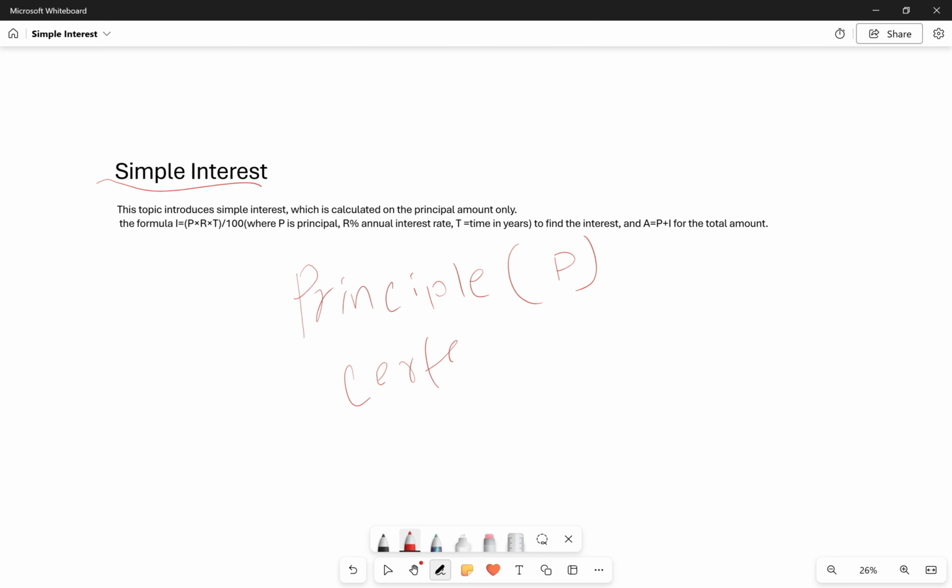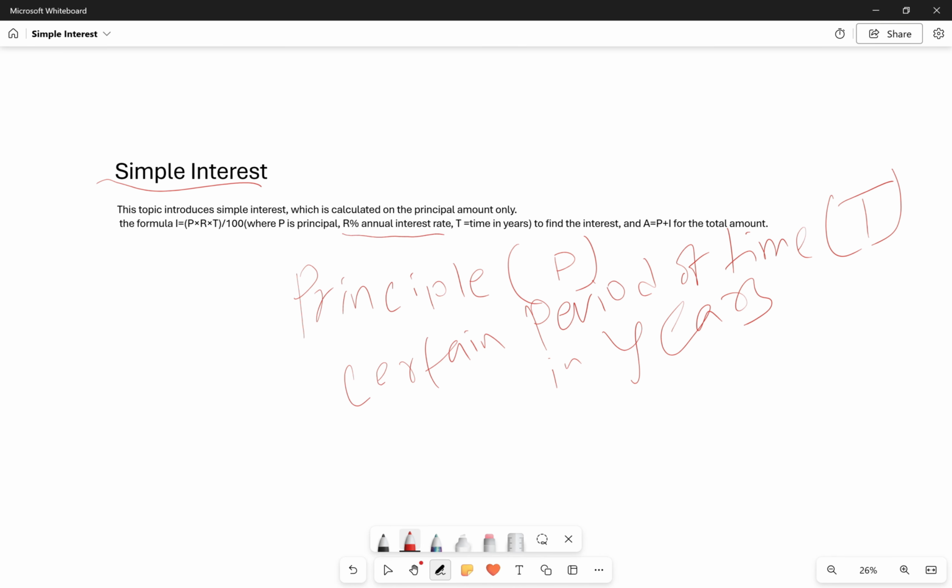The certain period of time we provide them is called t, that should be in years. And r means the interest rate, how much rate we can obtain per year with that money. So in this video I will teach you how we calculate the interest. The general formula is p into r into t upon 100.